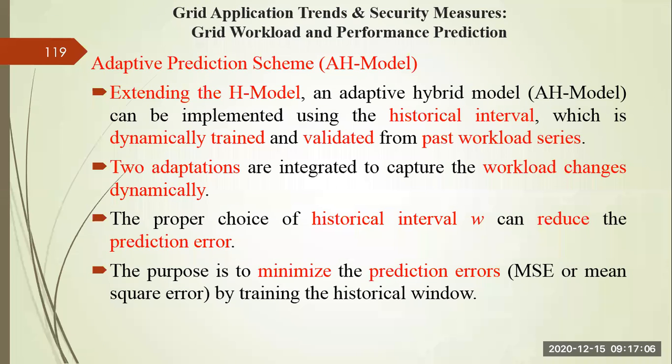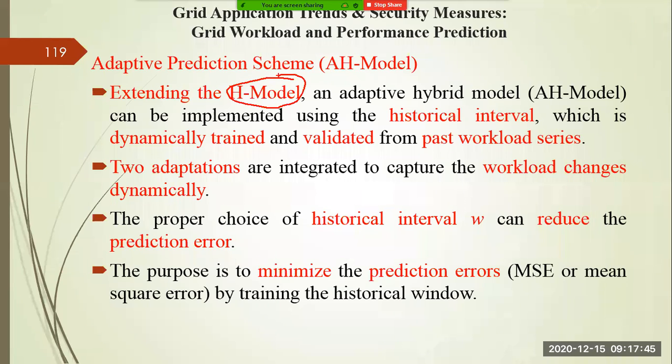Now come to another model, that is the AH model, that is called the adaptive prediction scheme. So the adaptive prediction scheme is an extension of our H model, whatever we have seen, that is the hybrid model. Okay. So it is implemented using the historical interval, that is W, which is dynamically trained and validated from the past workload value. So if you replace the fixed parameter by a dynamic parameter, definitely your performance will improve. So two adaptations are integrated to capture the workload changes dynamically. Here they have adopted two adaptations.